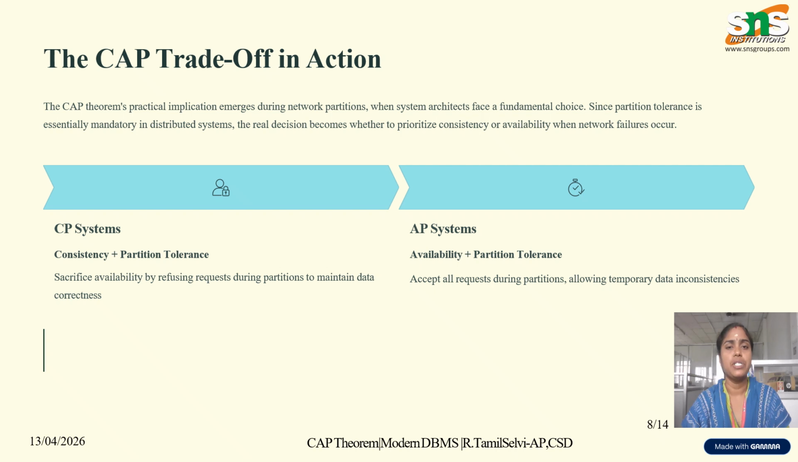During a network partition, a system must choose between consistency or availability. This leads to 2 types of systems. The first one is CP system and the second one is AP system. CP stands for consistency plus partition tolerance, that sacrifices availability by refusing requests during the partition to maintain data correctness. On the other hand, we have the AP system. AP stands for availability plus partition tolerance, that accepts all the requests during partition, allowing temporary data inconsistency.